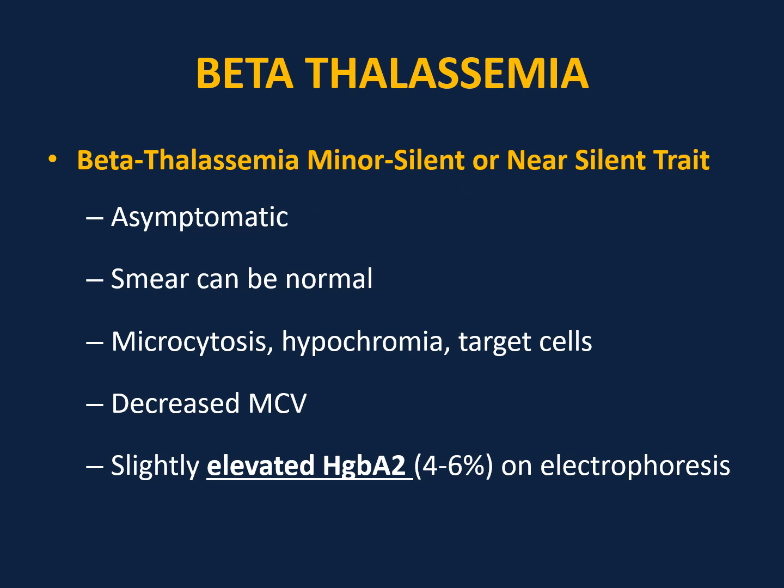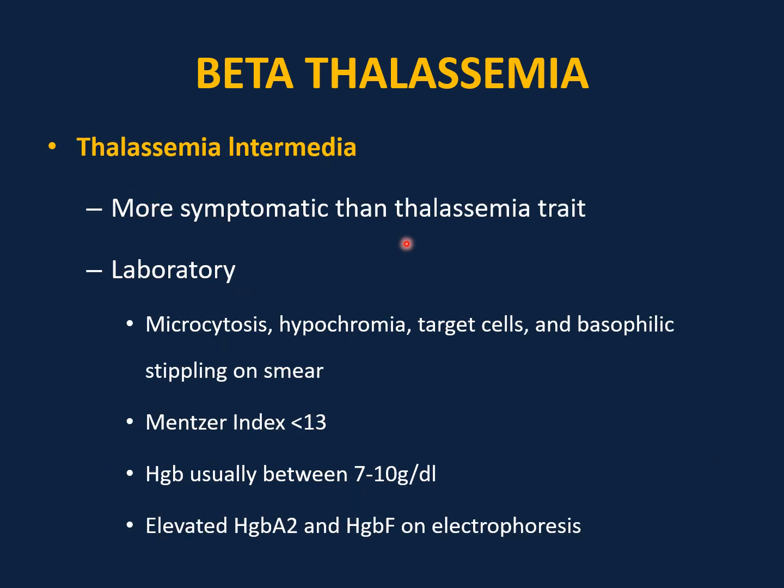This is important. Thalassemia intermedia is more symptomatic than thalassemia trait. Laboratory finding is microcytic, hypochromic anemia with target cells and basophilic stippling on the peripheral smear. Mentzer index will be less than 13. Hemoglobin is usually between 7 to 10 gram per deciliter. If you do hemoglobin electrophoresis, you will see elevated hemoglobin A2 and hemoglobin F.